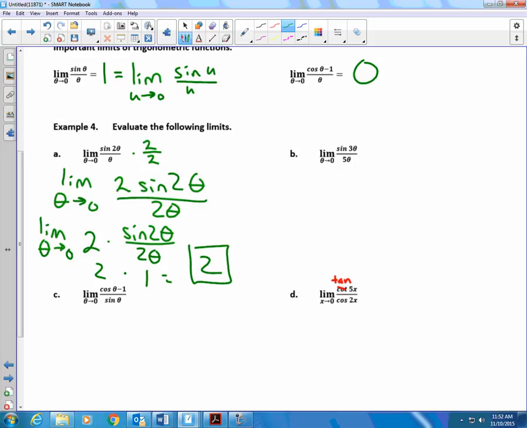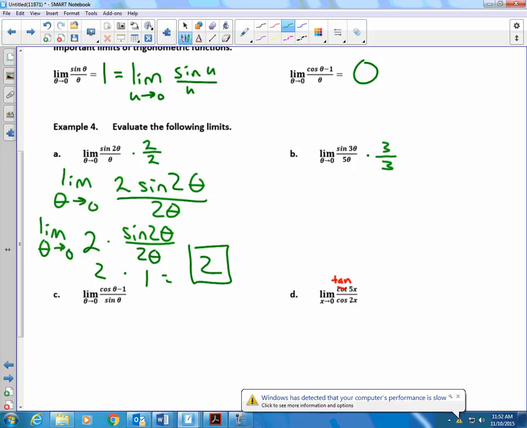All right, B. I've got the sine of 3 theta over 5 theta. Again, try plugging in 0. We get 0 over 0, so we've got to do something tricky here. What do you want in the bottom instead of that 5? You want a 3. So I'm going to multiply the top by 3 and the bottom by 3.